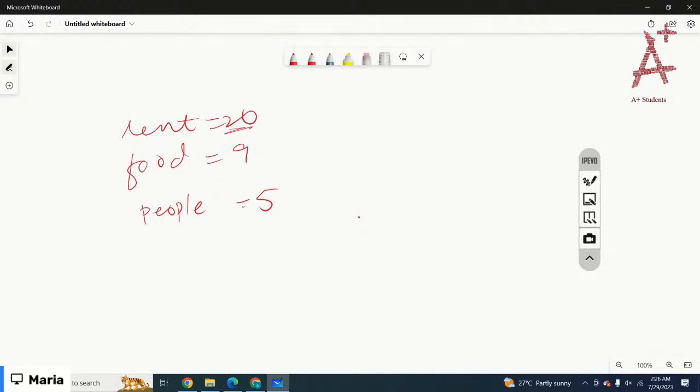Rent is same for everyone, that would be 20. But food you have to charge for every person would be 9 times 5 plus 20. 45 plus 20 it is 65. Got it? That means if you have 5 people, the answer is 65. Now you have to check for 10 people. Replace the 5. 10 times 9 is 90, and 90 plus 20 is 110 then. Got it?